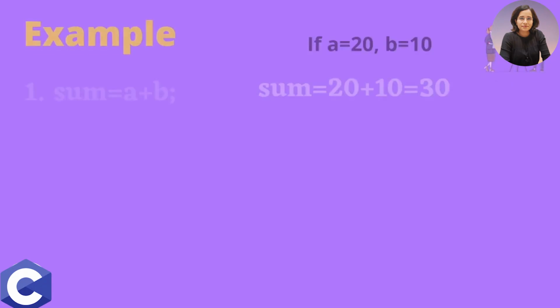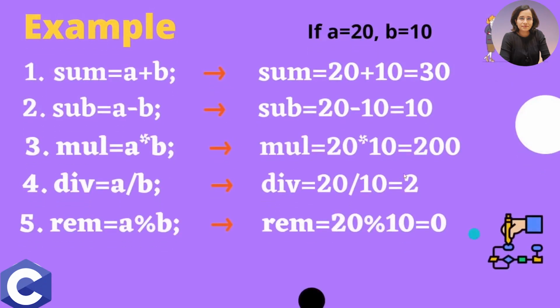Now we will understand the working of these operators with an example. Assume A is equal to 20 and B is equal to 10. So when we add these two variables using plus, that is the addition operator, we will get the result 20 plus 10 is equal to 30. Then we use the next arithmetic operator, minus, which is used for subtraction. So 20 minus 10 will be 10.